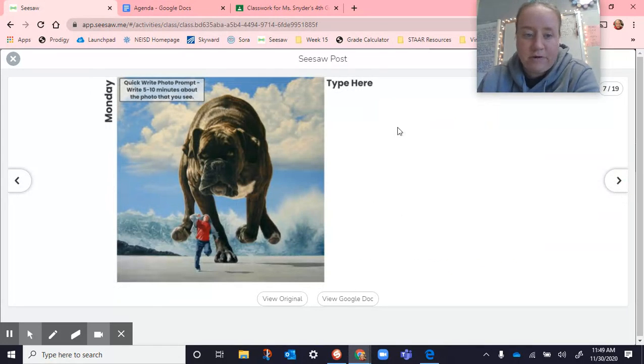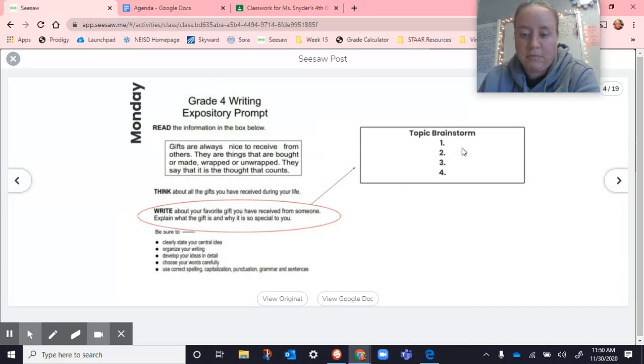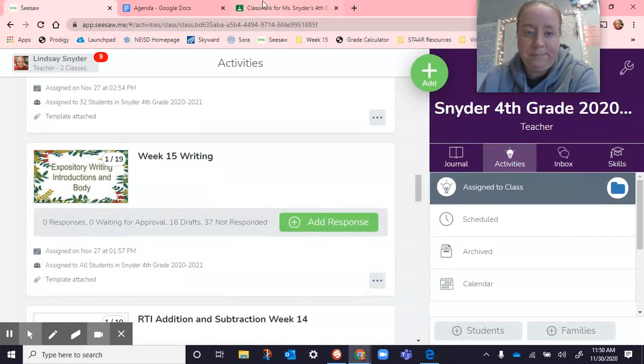And then this was the photo prompt. So they did a quick write. They wrote 5 to 10 minutes about what they see here. And you can click and you can type that there. And then again, in small group, we went back to this topic brainstorm and we just made sure that there was a connection between what we wrote here, making sure that it ties to this prompt about the whole topic should be centered around this favorite gift. So we did that.